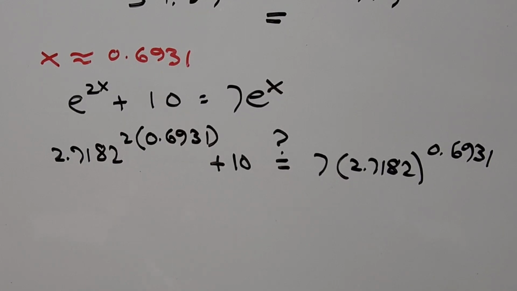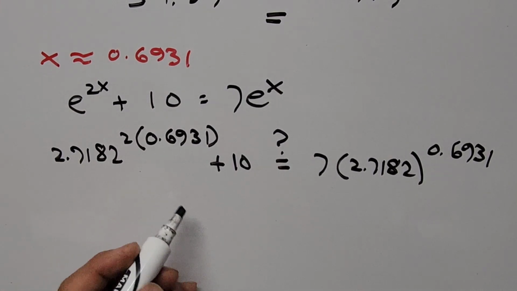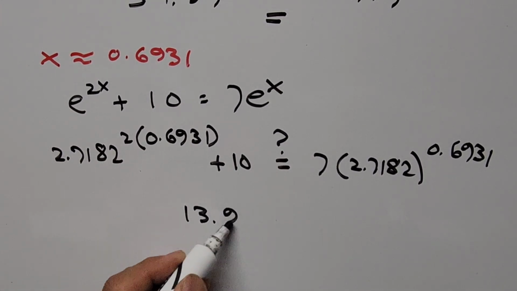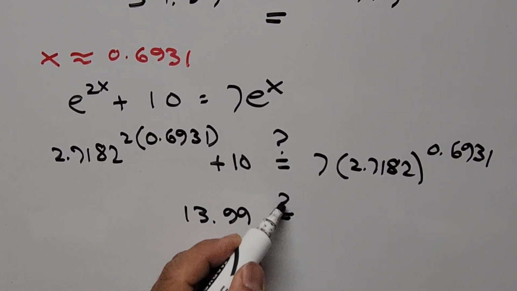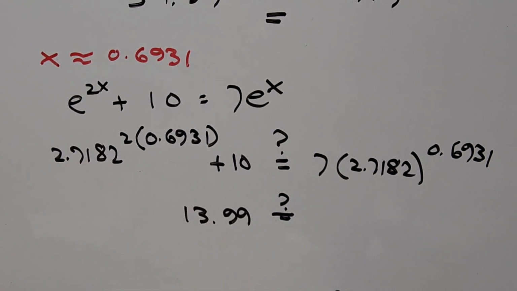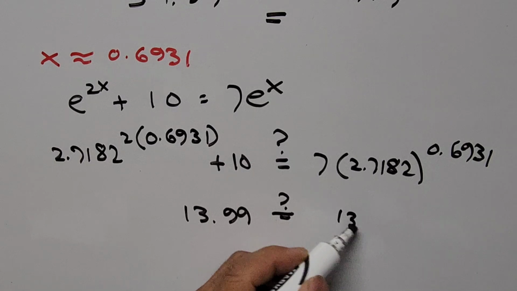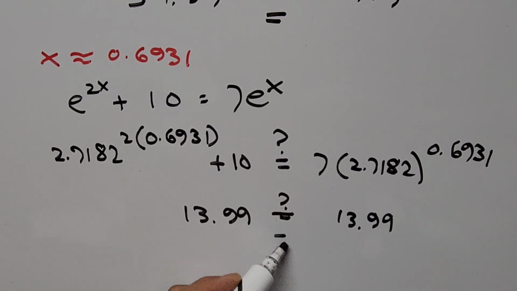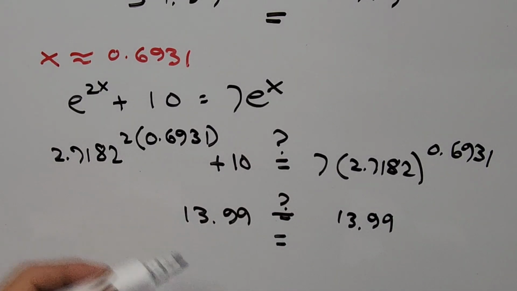Solving the left-hand side, this is now 13.99, and is this equal to the right-hand side? The value of the right-hand side is 13.99. So they're both the same. This once again confirms the second value of x is correct.